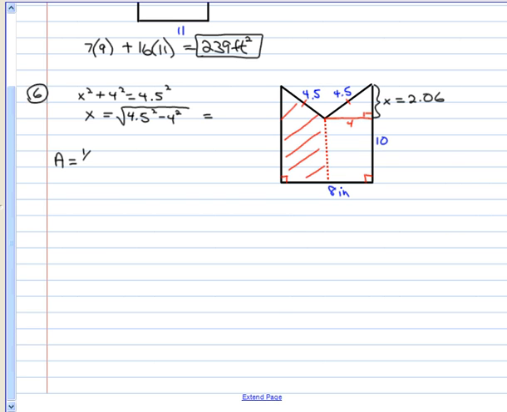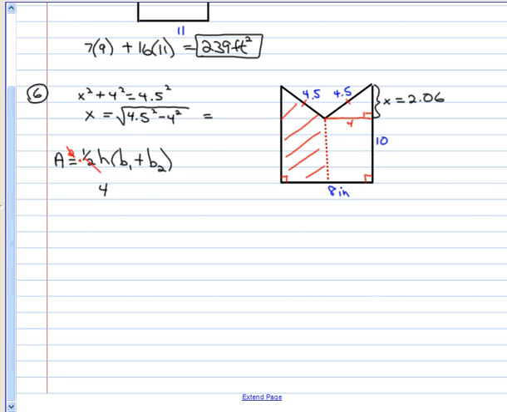Area of a trapezoid, I'm going to write the whole formula. 1/2 height, base 1 plus base 2. And then I'd need to do what to that area to get the whole thing? Multiply it by 2. So what happens when over here I multiply it by 2? It just becomes height.